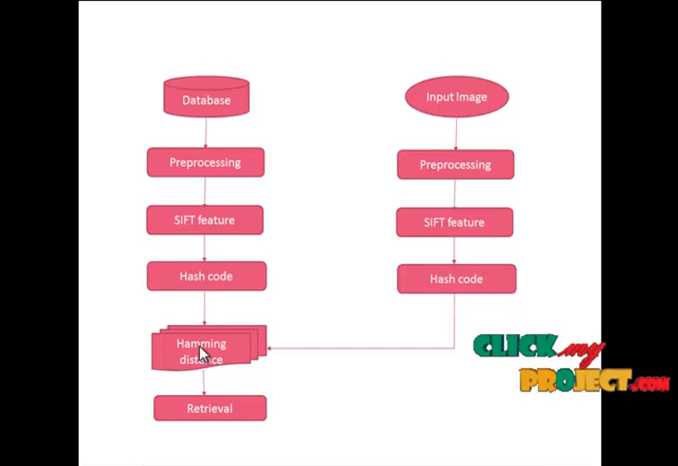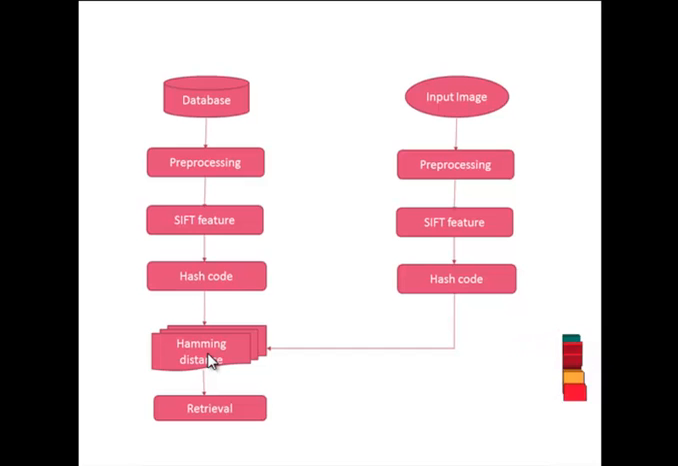For the hamming distance, the test features are given as input. The hamming distance between two strings of equal length is the number of positions at which the corresponding symbols are different. Then the hamming distance between two words is the number of edges in the shortest path connecting the corresponding vertices. The extracted hamming distance will pass to the retrieval. Here we are identifying the relevant images based on the similarity, and then the relevant images are retrieved from the database.